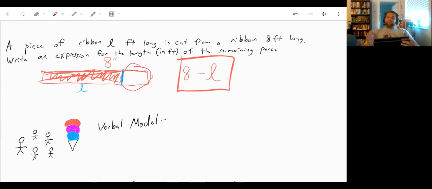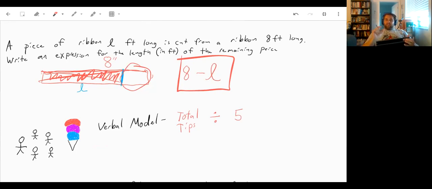Now we're getting into the part where I have to start introducing a few vocabulary phrases. First is a verbal model. And a verbal model is when we're working in a real-world scenario and we combine actual words with mathematical symbols. So for example, in this case, you and 4 coworkers are working at an ice cream shop and you're trying to divide up the tips at the end of the day. Well, for our verbal model, we'll take our total tips, and we're going to divide that by our number of people, which in this case is you and 4 others, which is a total of 5 people.